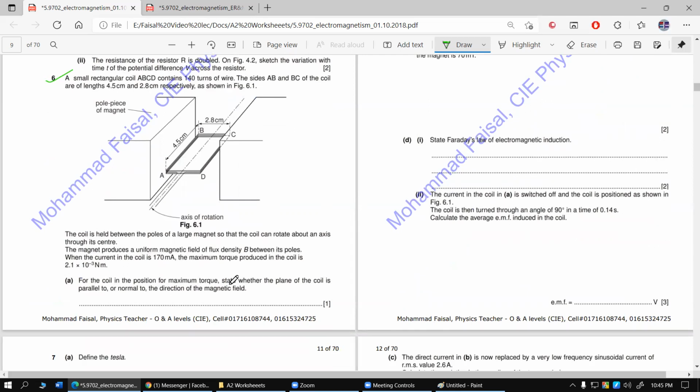Okay, understand this very carefully. For the coil in the position for maximum torque, state whether the plane of the coil is parallel to or normal to the direction of the magnetic field. You need to understand the idea of physical direction from these orientation wordings. Try this whole question. I'll give you some time on your own and I'll disconnect the lecture. I'll reconnect after 2-3 minutes. Try the whole of number 6.